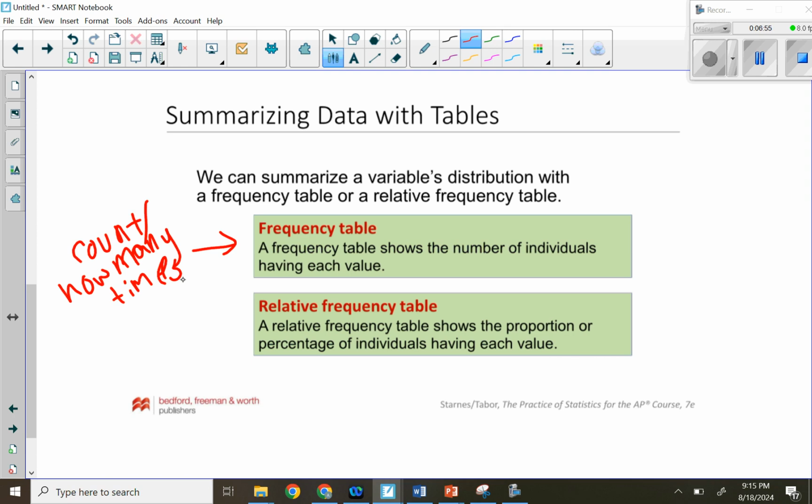A relative frequency table shows the proportion. Proportions are decimals. You can write a proportion as a fraction, but we prefer decimals in stats. So decimals or percentage of individuals having each value. Your relative frequency is showing decimals or percentages. How many times out of the total did this happen?